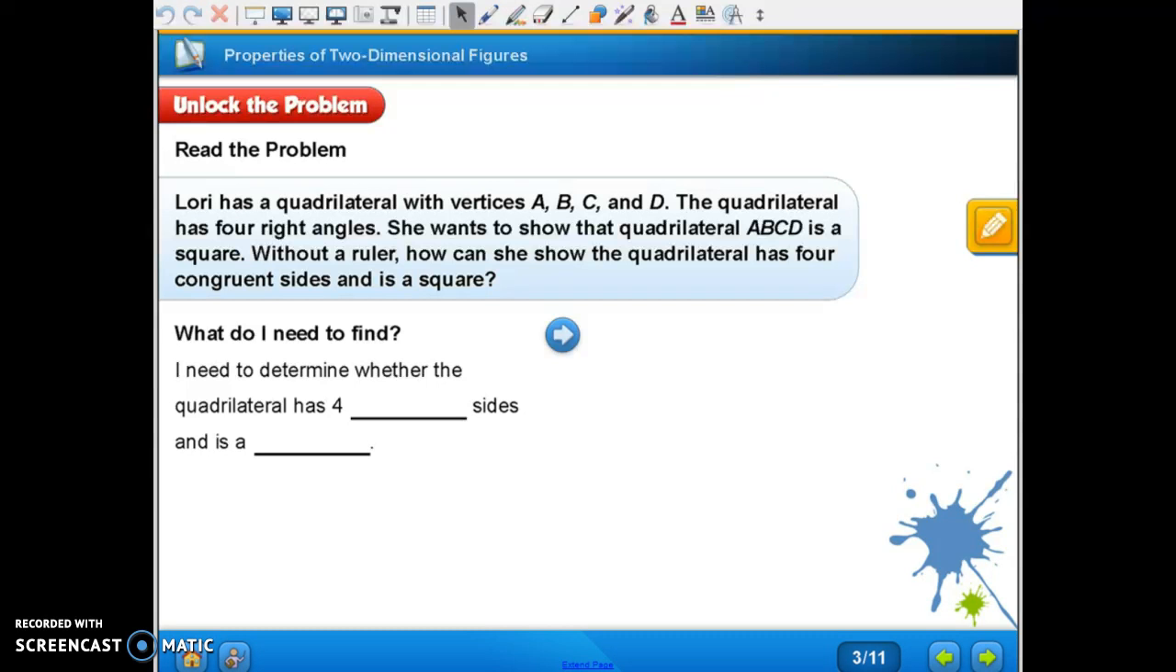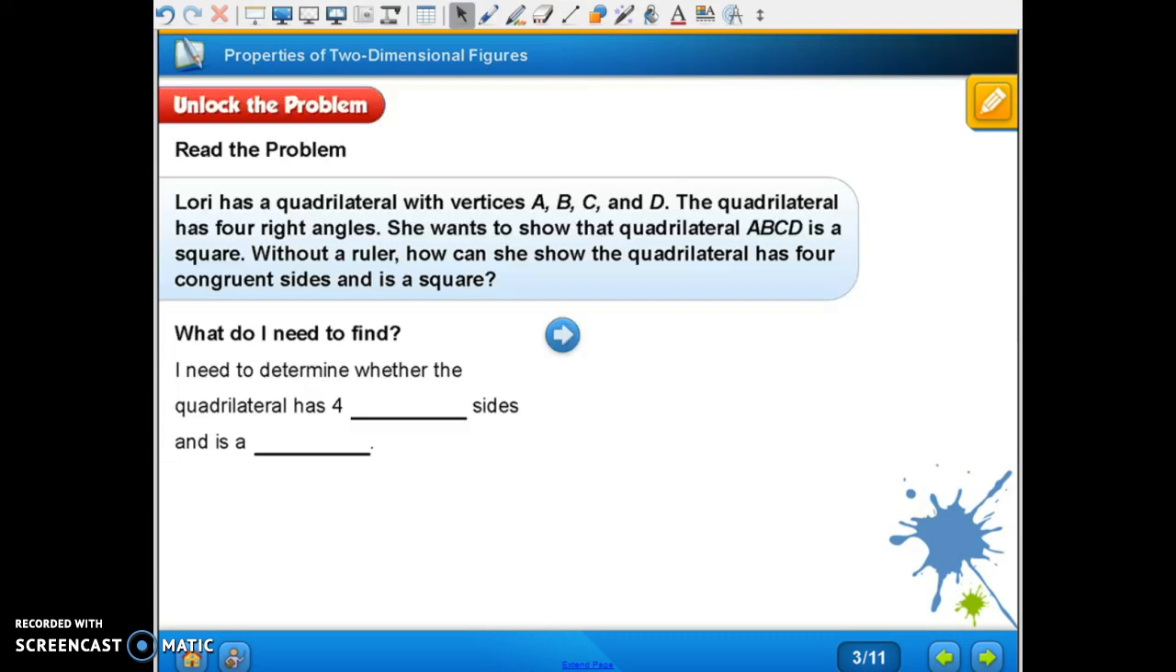Lori has a quadrilateral with vertices A, B, C, and D. Remember, vertices is where the two line segments meet. A quadrilateral has 4 right angles. She wants to show the quadrilateral ABCD is a square. Without a ruler, how can she show the quadrilateral has 4 congruent sides and is a square?